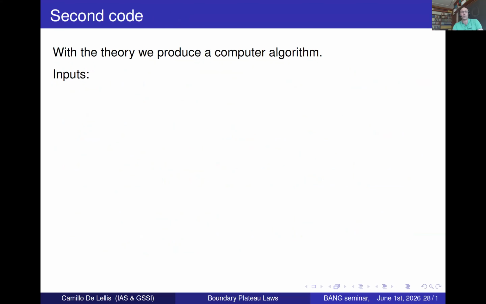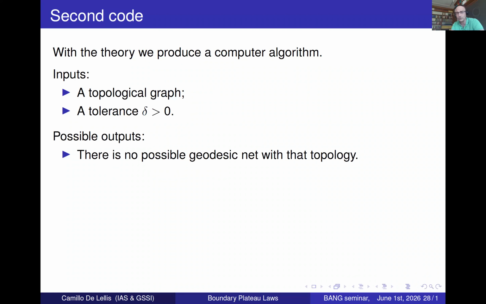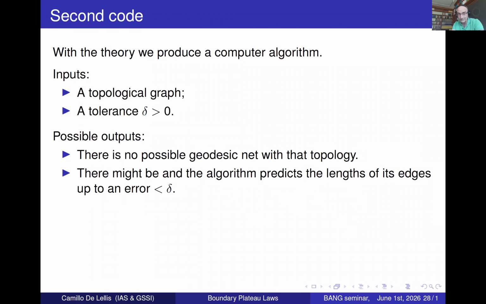Okay, so now with this theory, we actually produce a computer algorithm, and the computer algorithm does the following. It takes a topological graph, it takes a tolerance delta, and it tells you one of 2 possible outputs. One output is that there is no possible geodesic net with the topology we're looking for, so we can just take that topology and throw it away. Or, when there is one, the algorithm predicts the length of the edges with an error which is less than the accuracy delta that you have given.